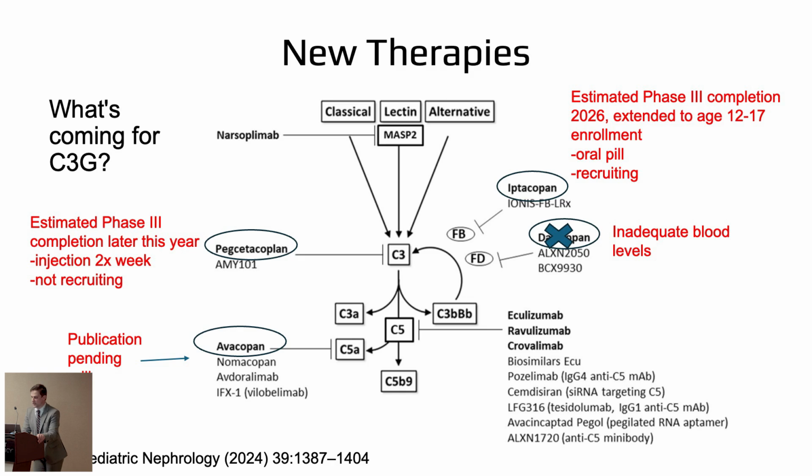Iptacopan, this is estimated phase 3. It'll complete in 2026, most likely, is what they've estimated anyway. They've extended the age to 12 and 17 for enrollment. This is an oral pill, and it is recruiting. So this really is exciting for us because it's a pill, unlike eculizumab, which is every other week. You have to get an infusion, and it's not even that effective for C3. This will be a pill you can take home.